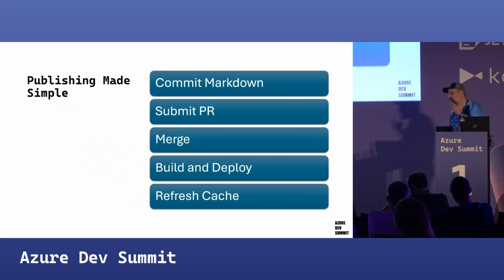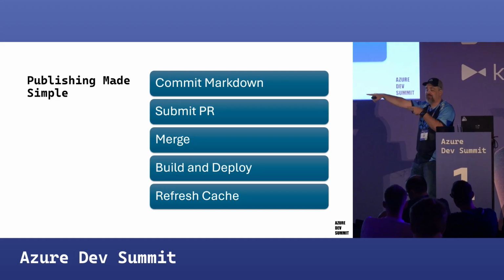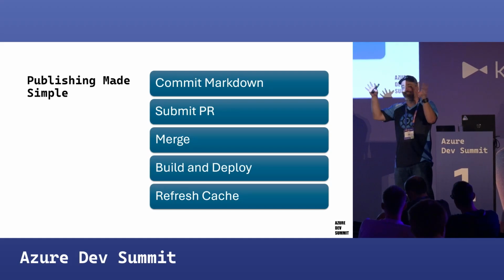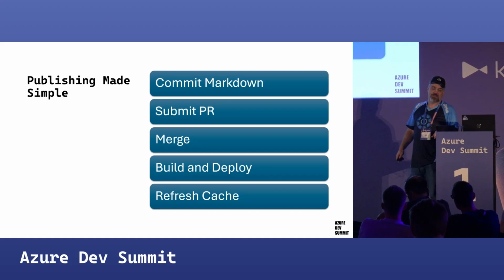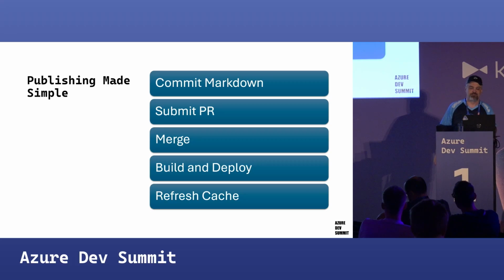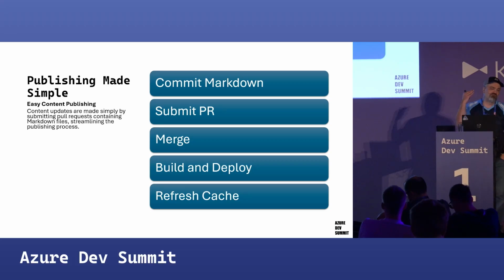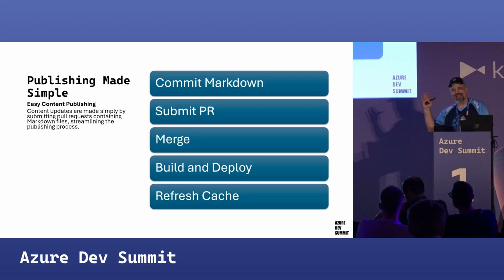So publishing made simple, I set this up so that we can commit Markdown, submit a PR into my main branch, merge that, build and deploy out my website, and then refresh all the caches so that folks can see what's going on. That's what I wanted to build. So this makes it really easy for me to write content, put it into GitHub, get it versioned, and deploy.